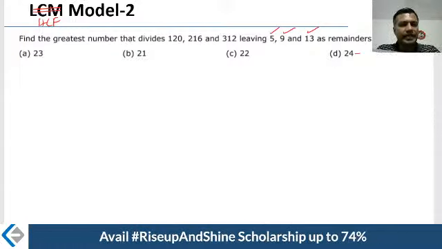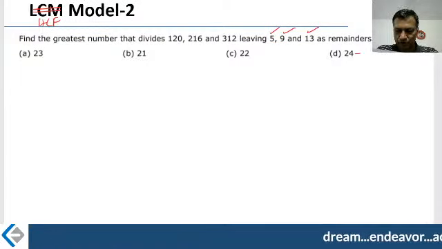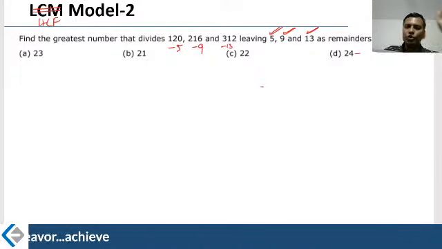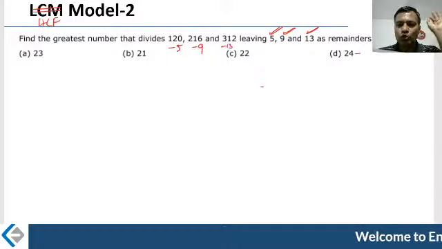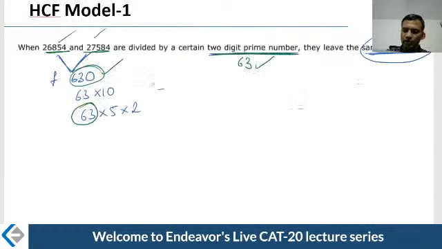Okay, what did we learn in HCF model 1? Well, HCF model 1 is when the remainders are constant; we ignore that constant remainder and directly find the HCF of the given numbers. That's what we said. But here we can't do that. With 5, 9, 13, in this model we have to necessarily subtract a 5, a 9, and a 13 before we find the HCF. In the earlier model, you don't have to necessarily subtract. That is what you saw in the previous example.